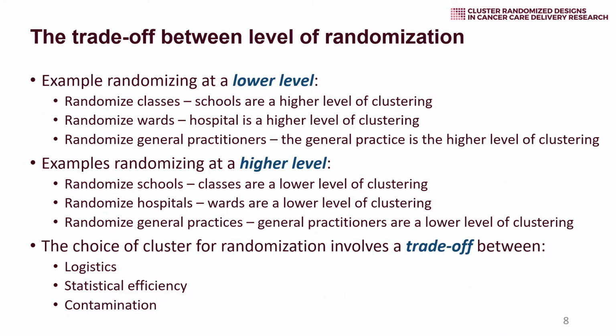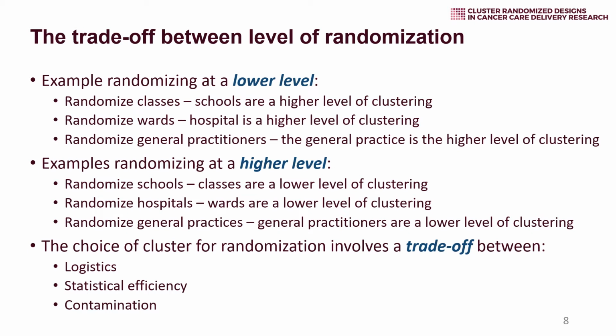Now there are trade-offs to be made when we're choosing the level of the randomization. For example, we might choose to randomize at a lower level. So we might choose to randomize classes, schools then become a higher level of clustering. We might randomize wards. Hospitals then represent a higher level of clustering. Or we might randomize general practitioners. The general practice then represents a higher level of clustering.